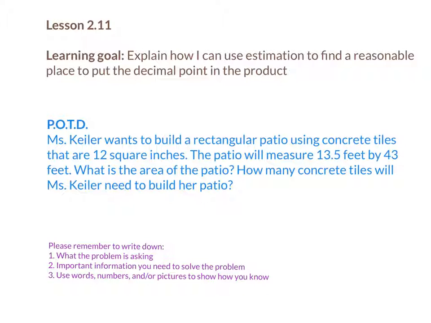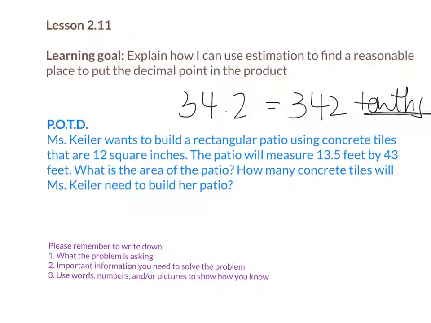Like when we had something like 34.2, we renamed it to be 342 whats? Tenths. And that's what helped us multiply, right? But today we're using a different strategy. We're going to really see how we can use estimation to find a reasonable place to put the decimal point, okay?